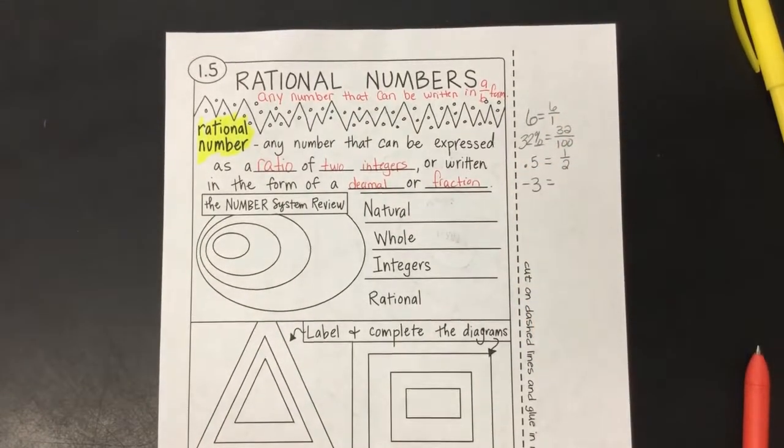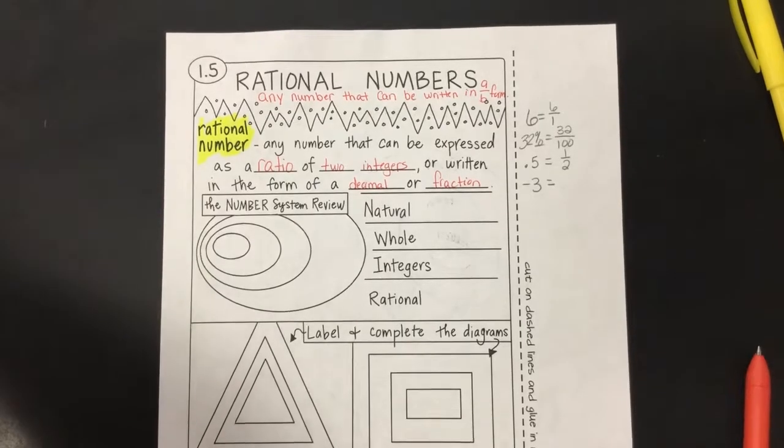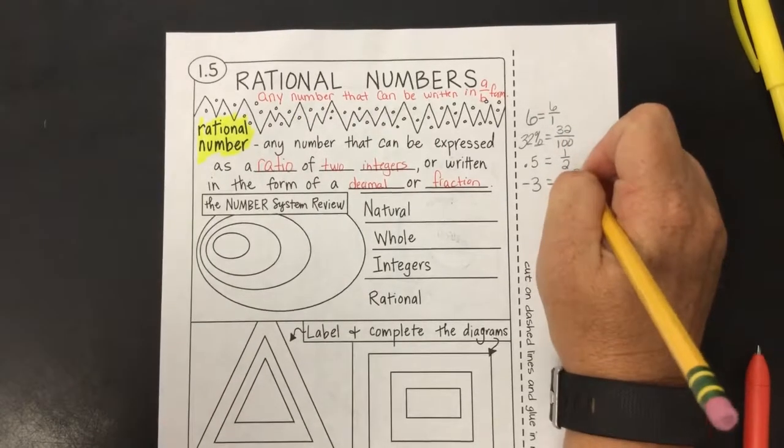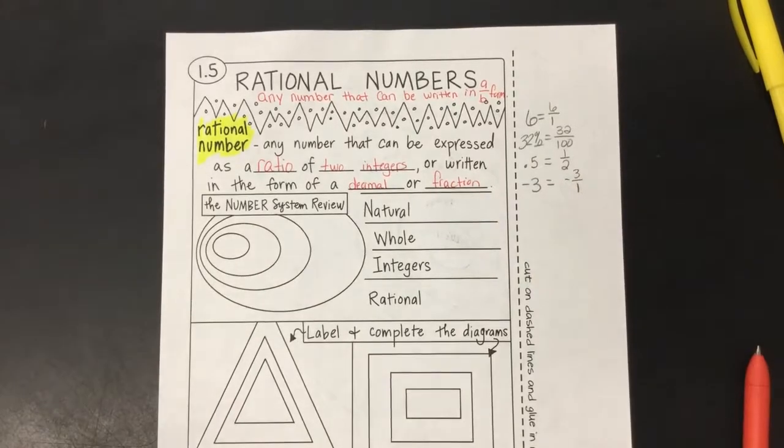What about this number? How would I write that number as an A over B form? -3 over 1. Very good. Negative 3 over 1. All right, so that just kind of got my brain going to make sure that I remembered how to write whole numbers in a fraction form.